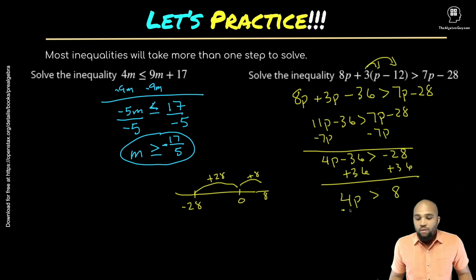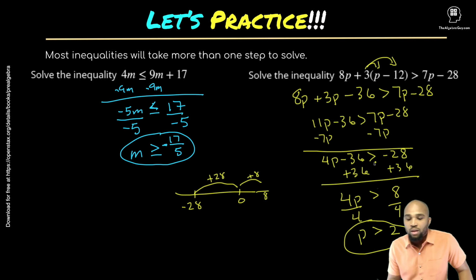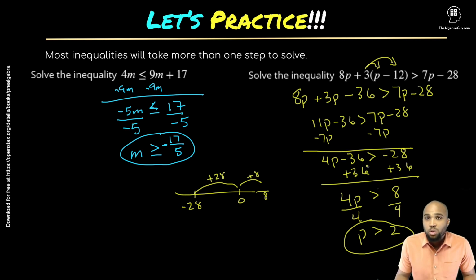All right, divide both sides by 4, and p is now greater than 2. Notice I didn't have to change the direction of the sign. If I add or subtract something, you don't have to change. But if you're multiplying by a negative or dividing by a negative, that's when we need to change the direction of that sign.